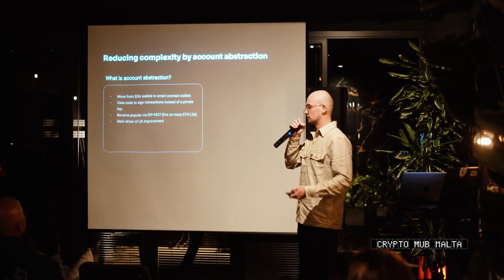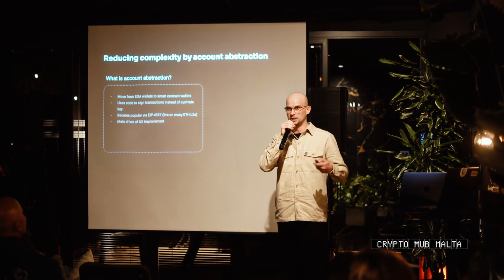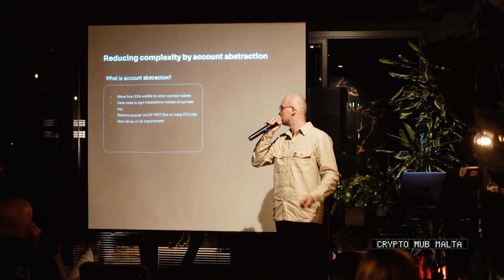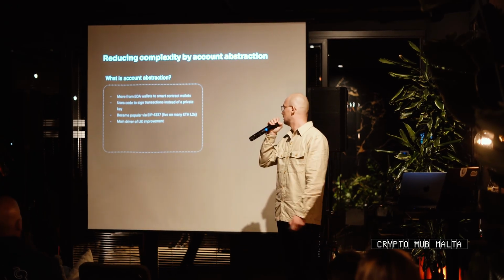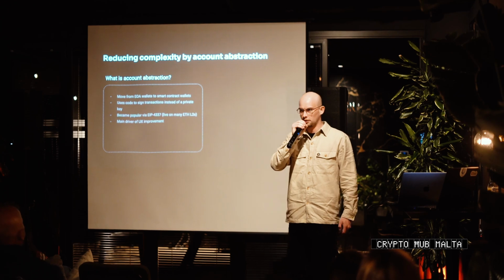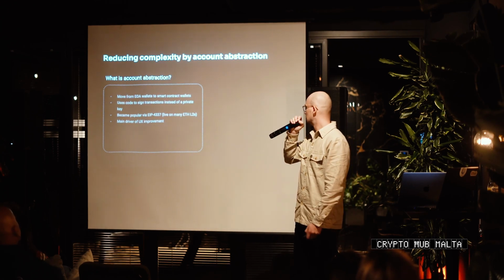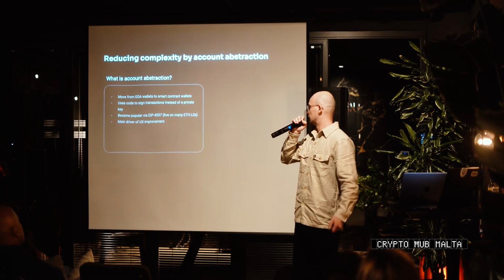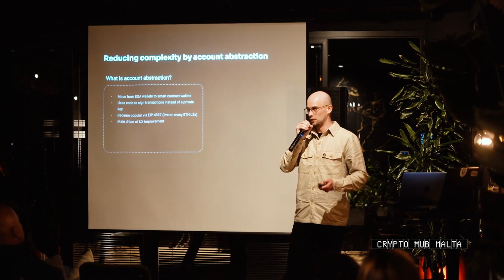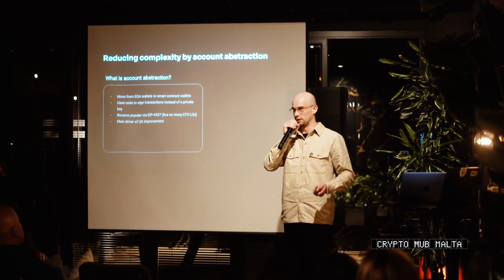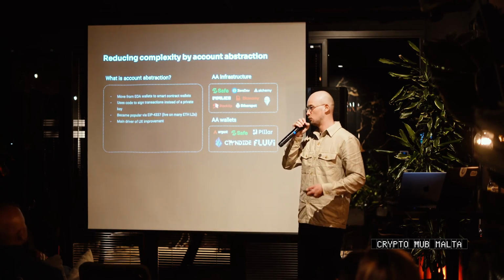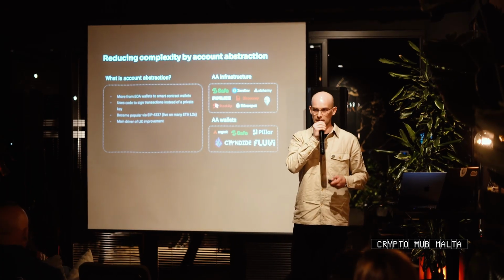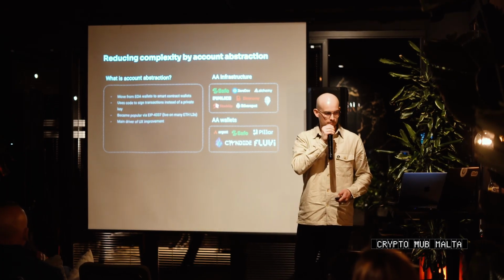So how can we reduce the complexity with accounts? And what is account abstraction? Account abstraction is basically moving from EOA accounts to smart contract accounts, and using code to sign transactions instead of a private key. It was first introduced at Ethereum Denver, I think in 2022, with Ethereum Improvement Proposal 4337. And right now, it's the main driver for a better UX in onboarding. There are already a lot of infrastructure providers doing account abstraction and a lot of wallets using smart wallets.